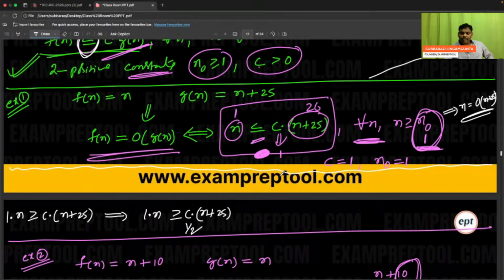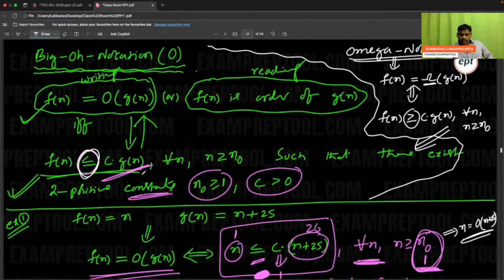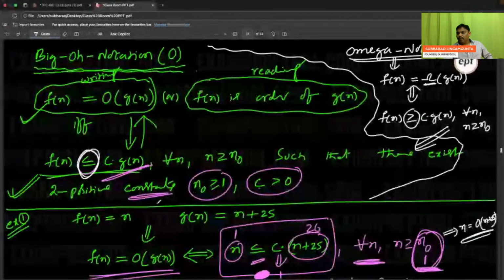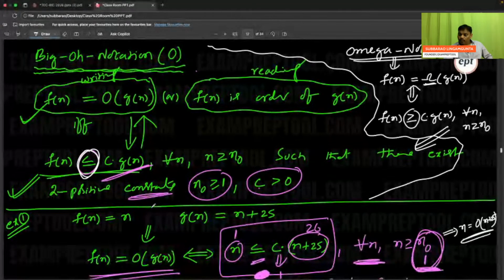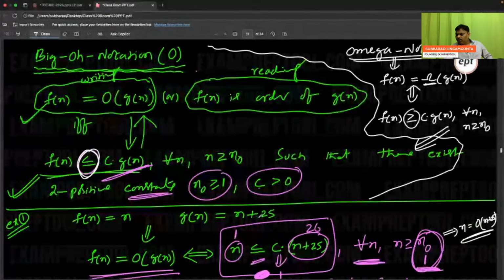If you observe the definition clearly, there exist two positive constants, n0 greater than or equal to 1, and c greater than 0. You can take 1 by 2 also. C is the speed of a computer. Computer speed may be half, double, or triple. Comparing your computer and my computer, my computer speed may be half, maybe 1/3, maybe double, maybe triple.